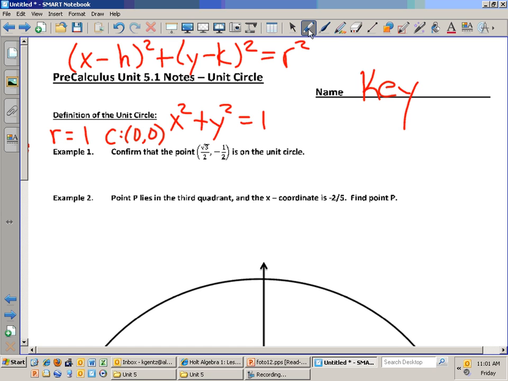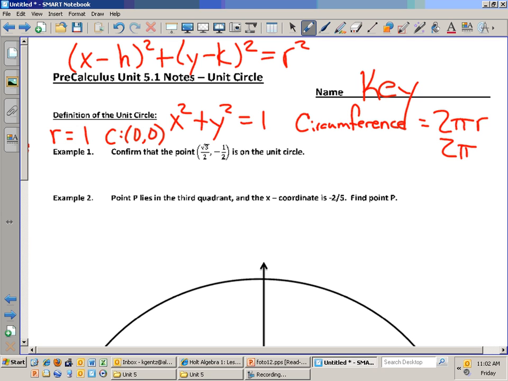All right, the other thing I want you guys to learn is that the circumference of a unit circle is equal to 2 pi r. Circumference of a circle is 2 pi r, so therefore the circumference of a unit circle is what? 2 pi. Because the radius is 1, the circumference of a unit circle is 2 pi.